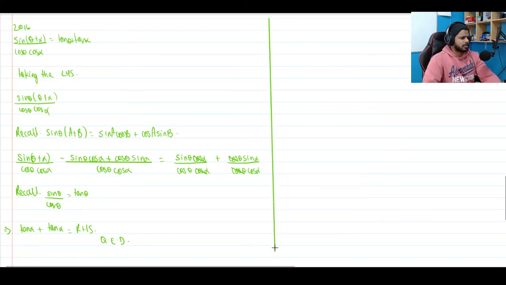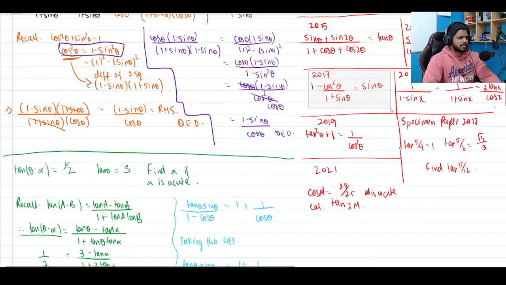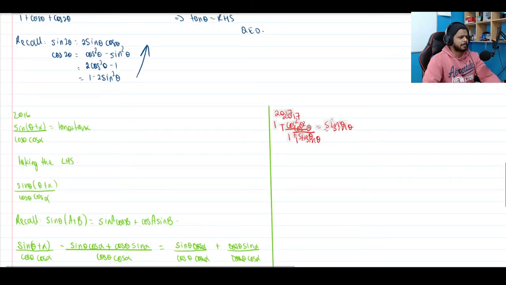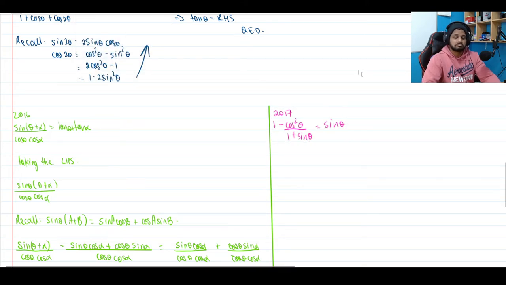Right, I'm sure I could squeeze in 2017 on this side. Right, let me pick another color. Again, taking the left hand side: 1 minus cos squared theta over 1 plus sine theta.